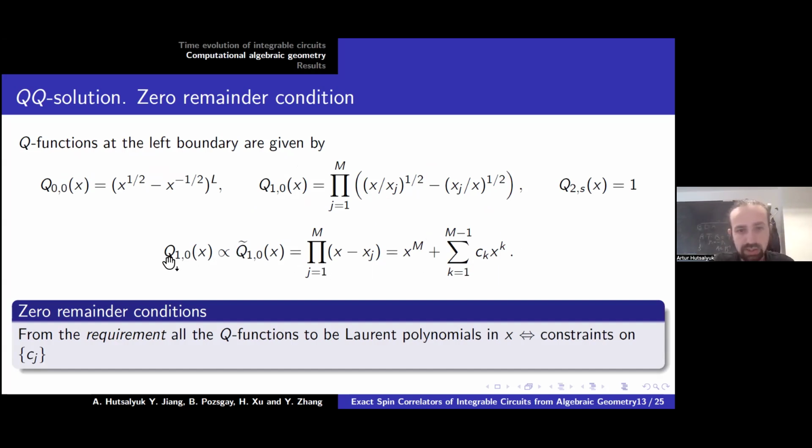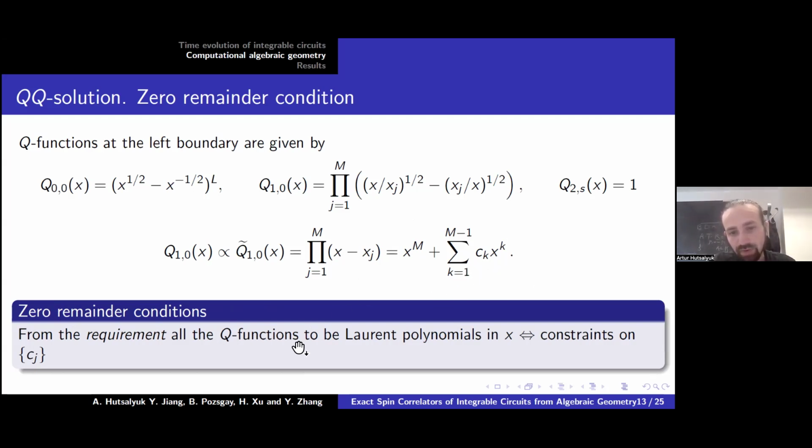Okay, so what is this Q polynomial? The Q polynomial could be presented as this type of polynomial. So x is just the variable of the polynomial, and xj are the roots of these polynomials. Equivalently, it could certainly be written in this way. And of course, the coefficients ck should be fixed. They are just some coefficients, and there would be certain conditions that we call zero remainder conditions. Why it's called zero remainder will be clear a little bit later.